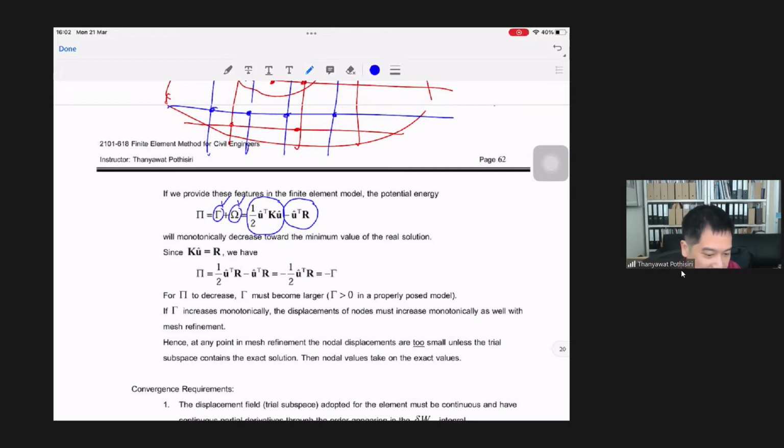So to minimize this potential energy, you see that in order for this potential energy to be minimized, in this case, because we are approximating this, right? We are approximating this. So we would like this to be maximized, right? For this to be minimized, we'd like this to be maximized.